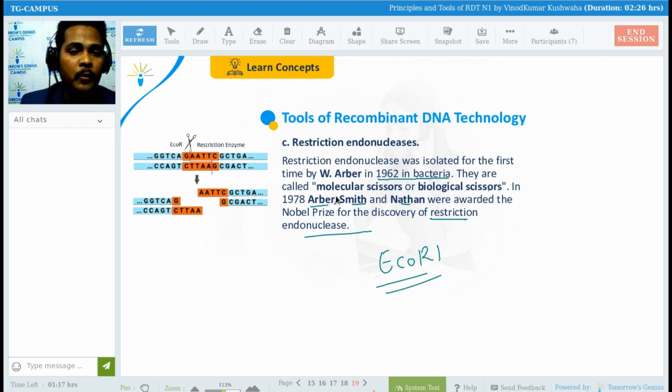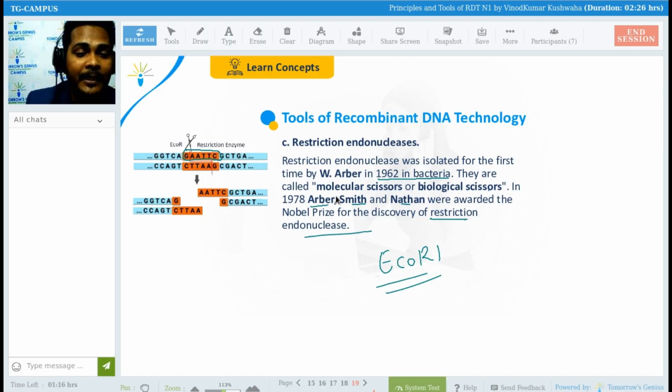Now, what is this Escherichia coli R1? Restriction endonuclease EcoRI is found in the colon bacteria Escherichia coli, and this particular enzyme recognizes the base sequence GAATTC. In this diagram you can see GAATTC. Right?